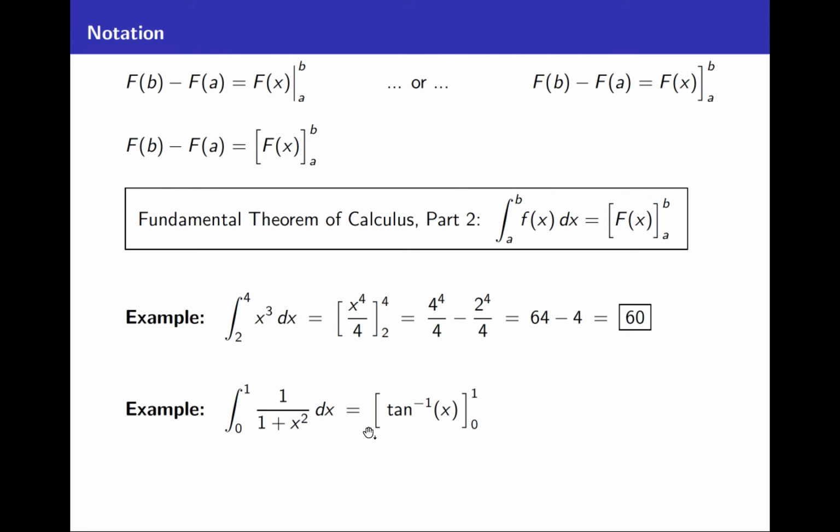So the value of this definite integral is going to be tangent inverse of x from 0 to 1. That means plug in your 1 to tangent inverse and then subtract off what you get when you plug in your 0 into tangent inverse. Now let's see, tangent inverse of 1, that's pi over 4. Tangent inverse of 0 is 0. So pi over 4 minus 0 is an answer of pi over 4. So this definite integral by the fundamental theorem of calculus is equal to pi over 4.